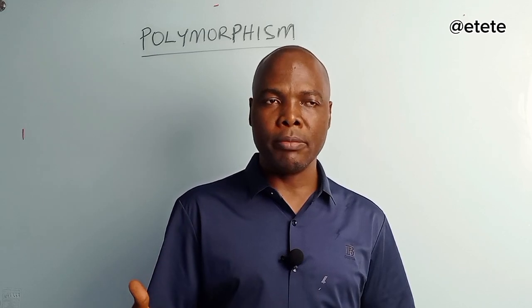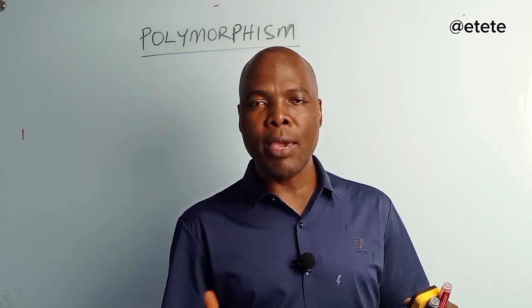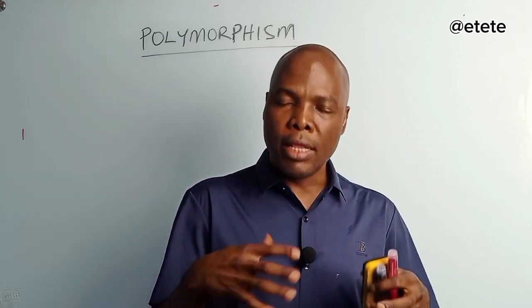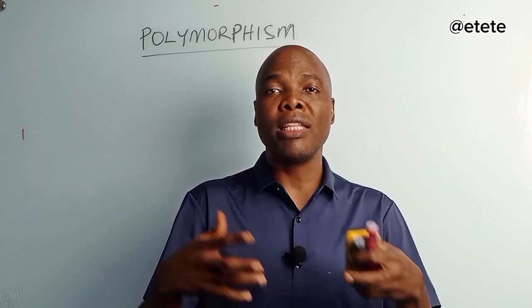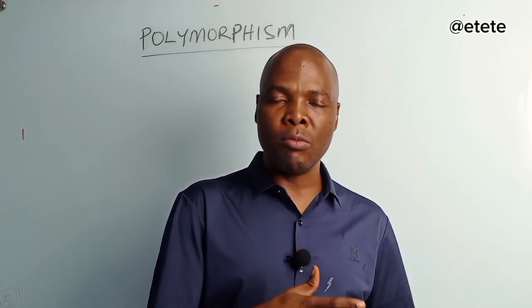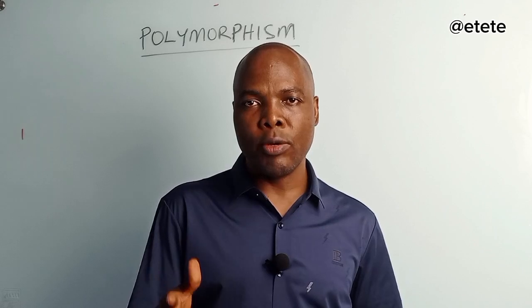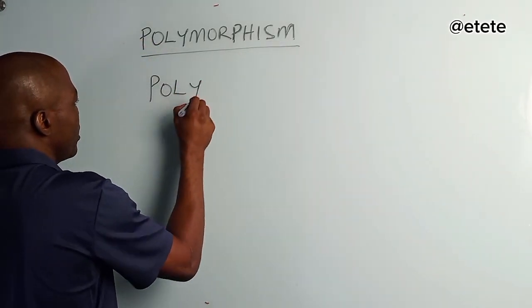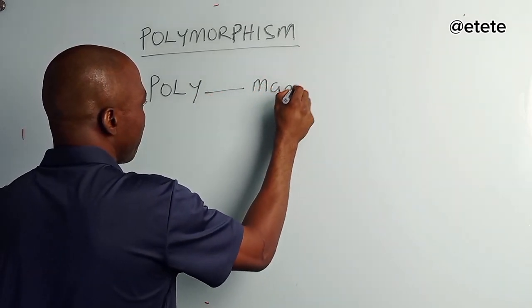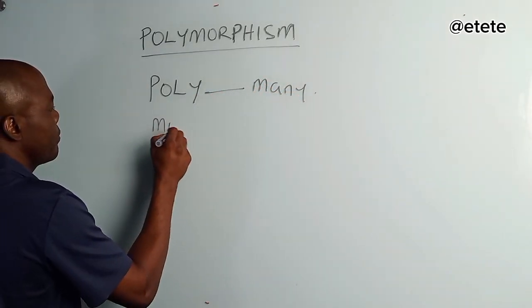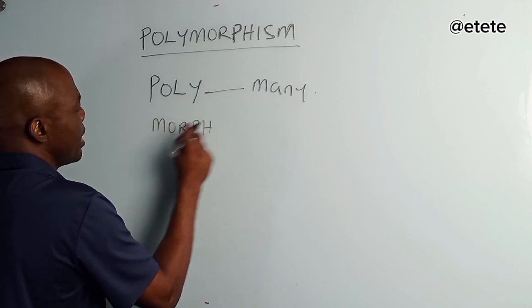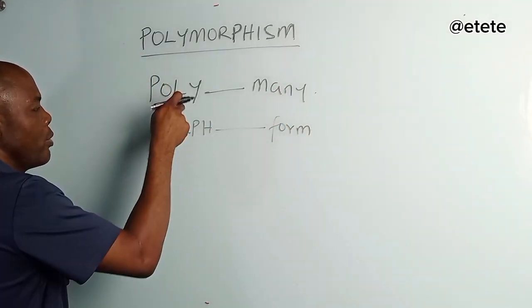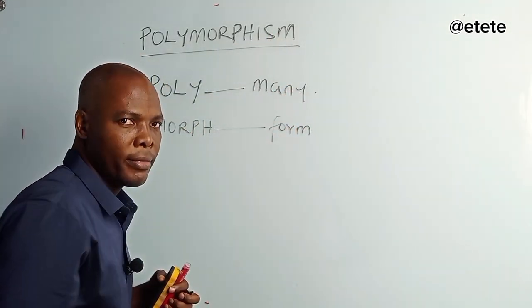What is polymorphism? Polymorphism is a way of an object taking many forms. Let's look at a method: you have a method that is taking many forms. That is the meaning of polymorphism. It comes from the Greek words poly and morph. Poly means many, and morph means forms. So, many forms: polymorphism.